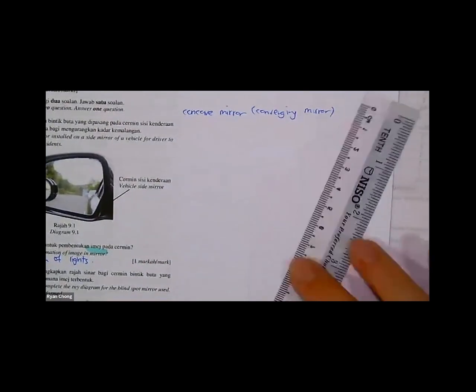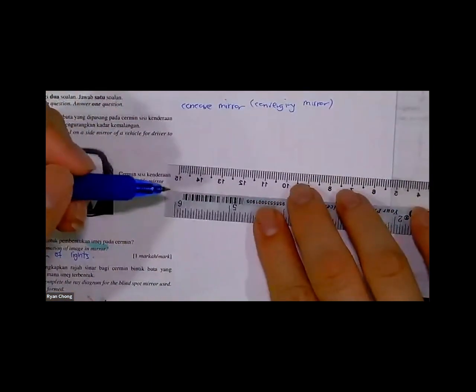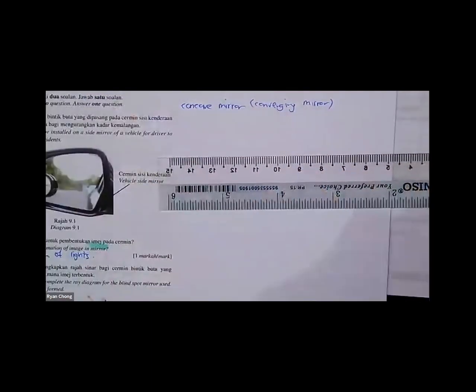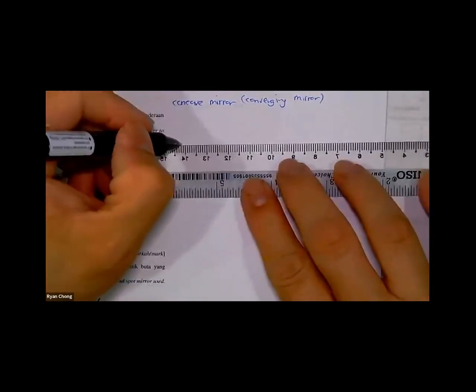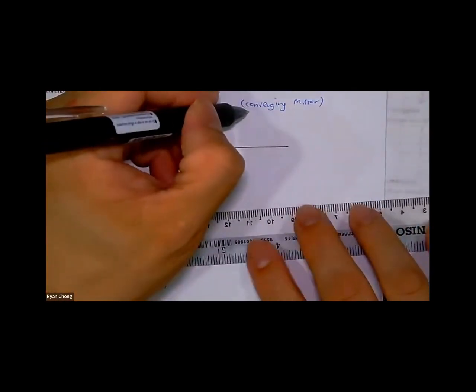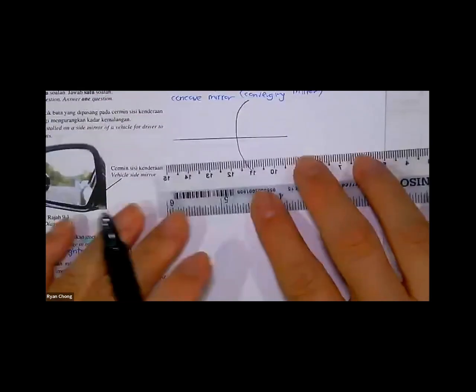Hold on first. Now I'm going to share with you how I remember them. It will be better for you to learn how to draw the lens diagram so that it can be easier. All right, so I draw the concave mirror first.